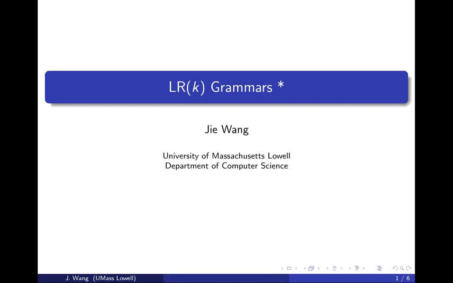When we look at regular languages, we know that deterministic finite automata are equivalent to non-deterministic finite automata. That implies that for regular languages, we don't have deterministic regular languages versus non-deterministic regular languages, because they are the same. There is no difference between deterministic and non-deterministic. However, for context-free grammars, there is a difference. That's the topic we are going to talk about today.